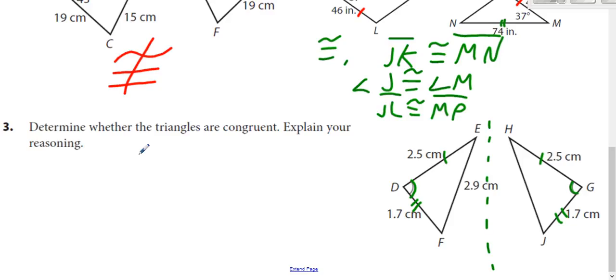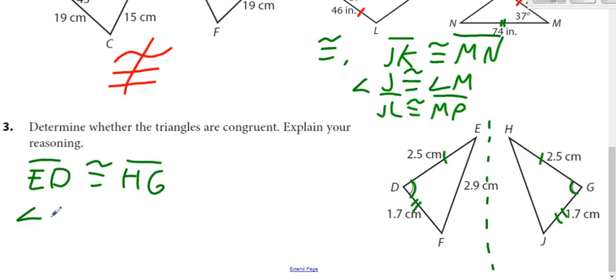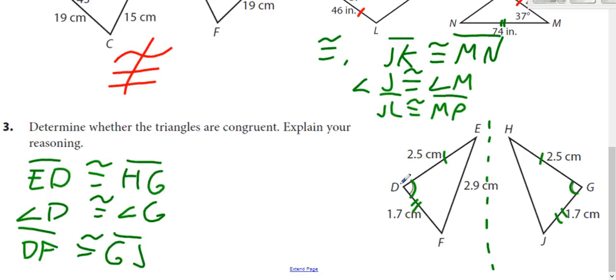So yes, they are congruent because side ED is congruent to side HG. Angle D is congruent to angle G. And then side DF is congruent to side GJ. When you're naming, you do need to name the corresponding parts together. So D had to match up with G. Anytime we wrote D, we had to write G first.